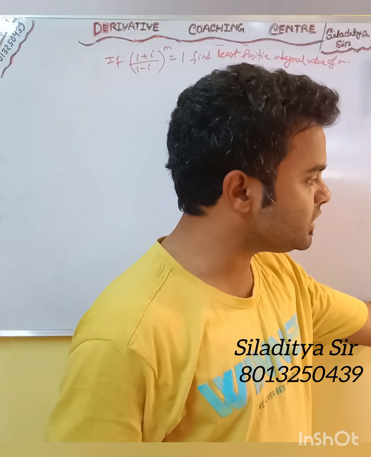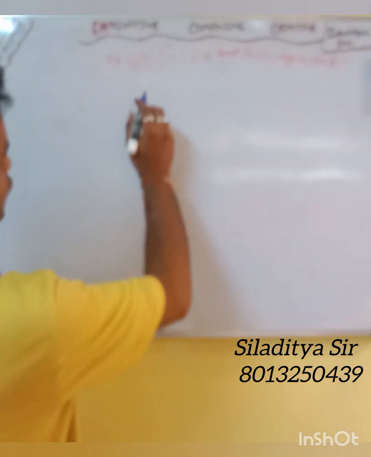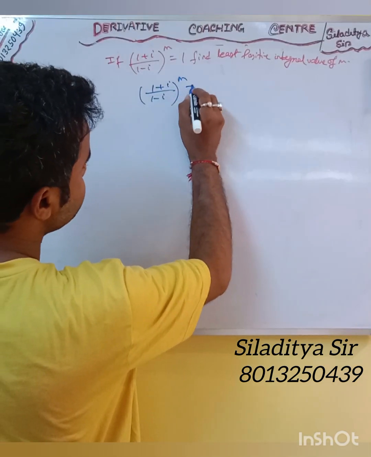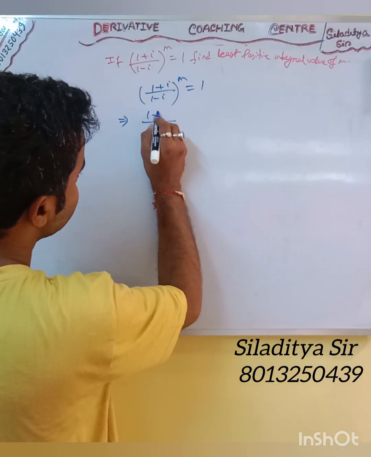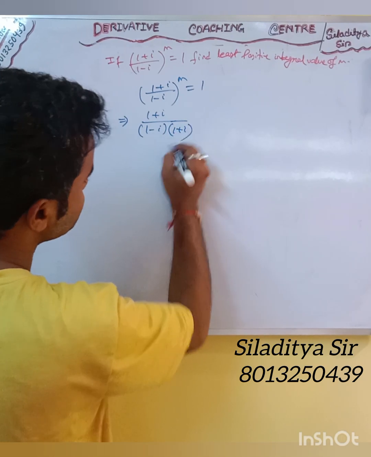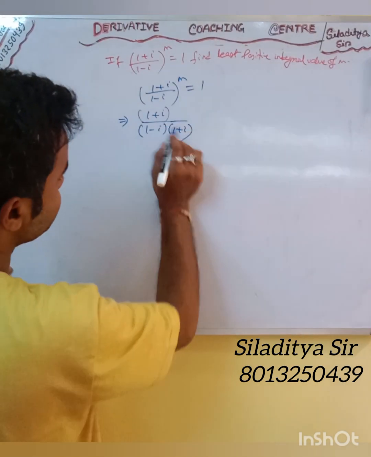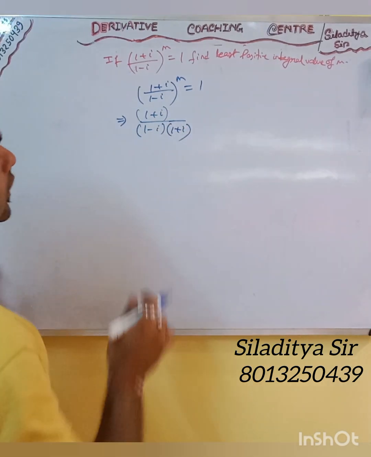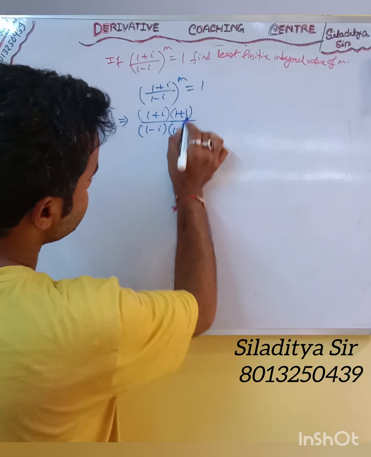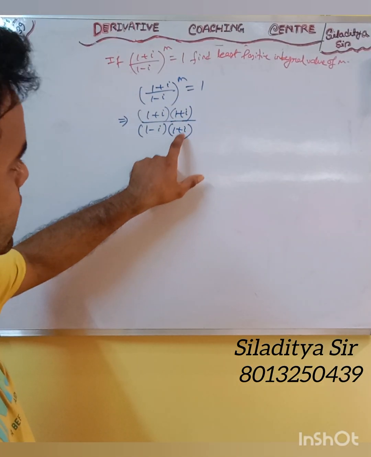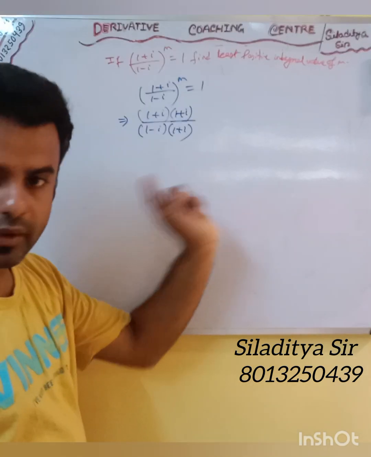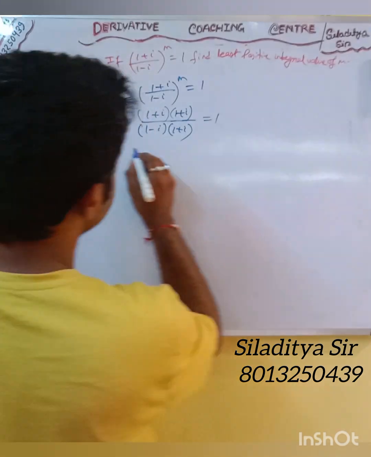Okay, so how do we solve this kind of problem? Look at this one. 1 plus i by 1 minus i whole to the power m is equal to 1. So now, multiplying the denominator with its conjugate complex number, that is 1 plus i, we multiply both numerator and denominator by 1 plus i. Okay, so then that is 1.